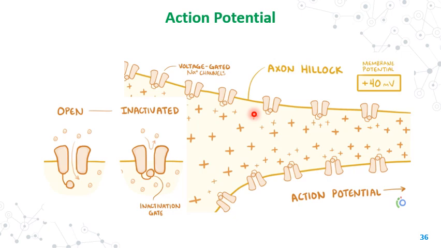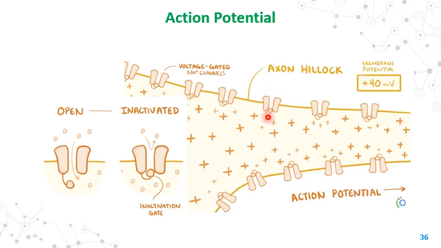Okay, so what is going to happen now? When your channel is inactivated, you have this positive charge inside of the cell, and the positive charge is going to bump into other channels that are closed and open those channels. Okay, so the direction of your action potential has to be going down your axon.